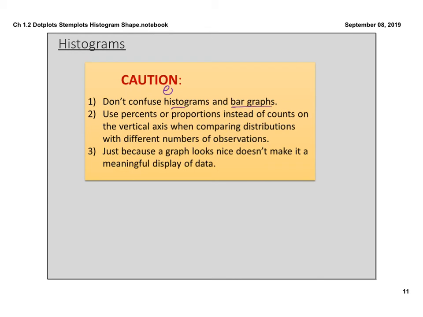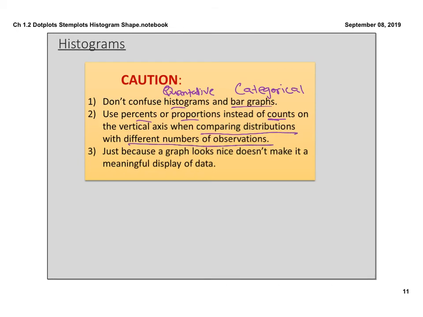Histograms measure quantitative data, or in other words, numbers. Bar graphs measure categorical data, or in other words, word answers or categories. Use percents or proportions instead of counts on the vertical axes when you're comparing distributions with different numbers of observations.